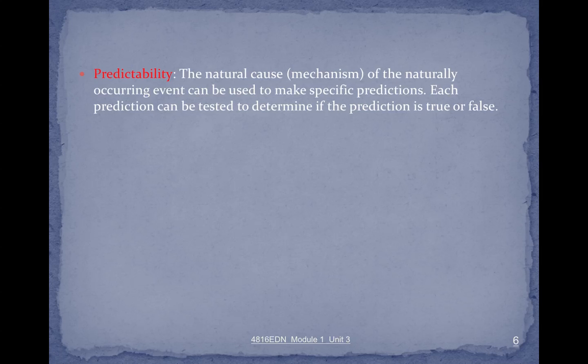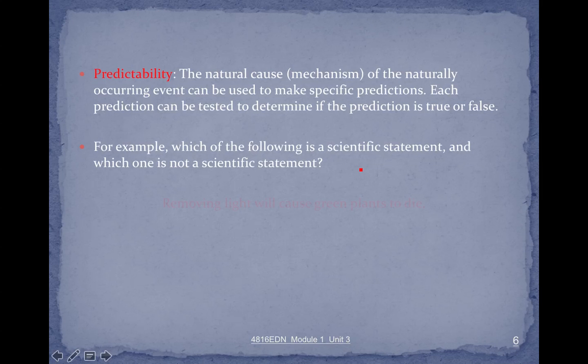Predictability. The natural cause or mechanism of the naturally occurring event can be used to make specific predictions. Each prediction can be tested to determine if the prediction is true or false. And that's not to say that the knowledge is true or false, but whether the prediction holds as true or false. So removing light will cause green plants to die.